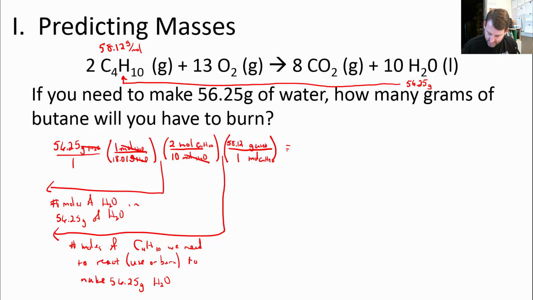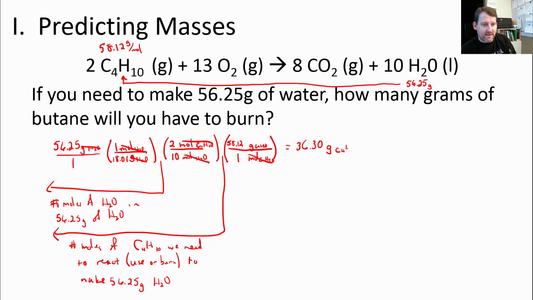So again here we start with 56.25, our starting number right here. And then this number's on bottom, so we divide by 18.01. The 2 is on top, so we do times 2. The 10's on bottom, so we do divided by 10. And then the 58.12 is on top, so we do times 58.12. And we get an answer of 36.30. Again, I'm looking to have 4 significant figures, or 4 digits, because there are 4 in my starting number. And, oops, sorry, moles of butane should have canceled.